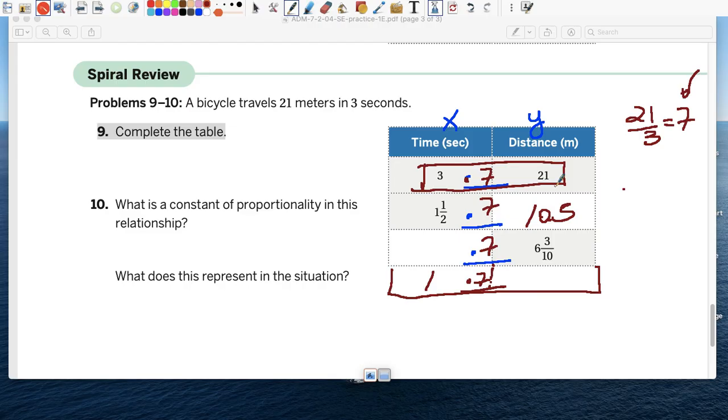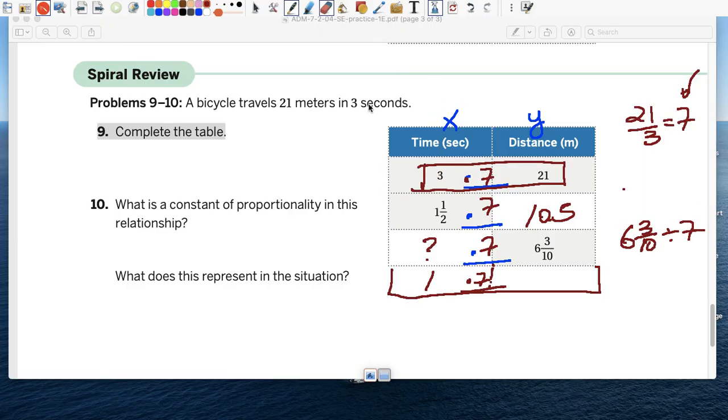So for this one, we know it's times 7, times 7, times 7, but notice that we're missing the number that multiplied times 7 gives you 6 and 3/10. So you're going to do it in reverse. Multiplying by 7, so you're going to divide by 7. You can do it manually or with a calculator at home. 6 and 3 over 10 divided by 7, simplified, gives you 9 over 10.